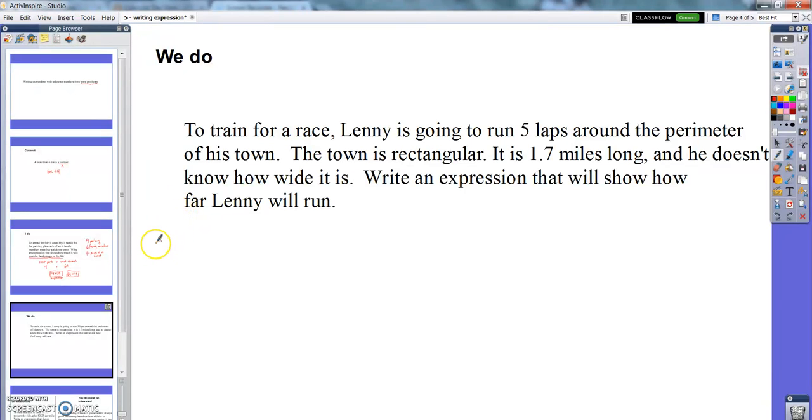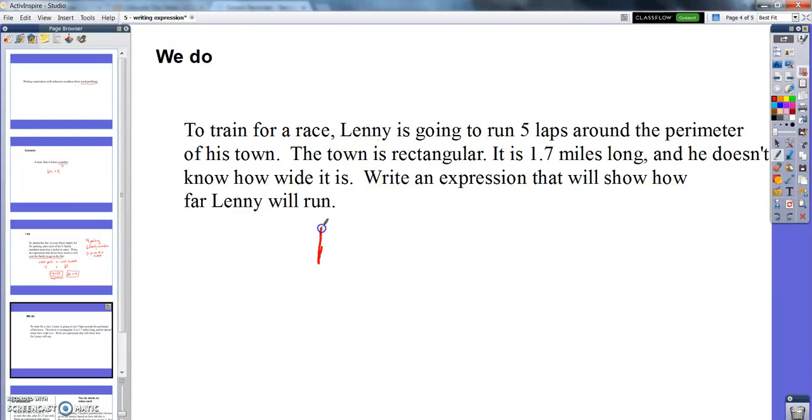So to train for a race, Lenny's going to run 5 laps around the perimeter of his town. The town is rectangular. It is 1 7/10 miles long, and he does not know how wide it is. Write an expression that will show how far Lenny will run. Oof, complicated situation here. I'm going to draw something out.